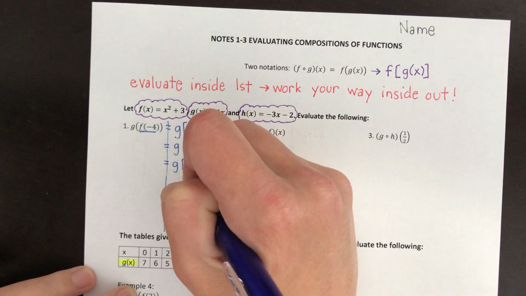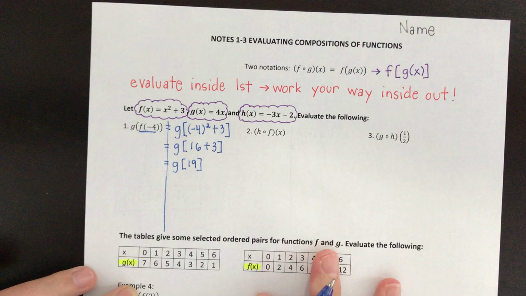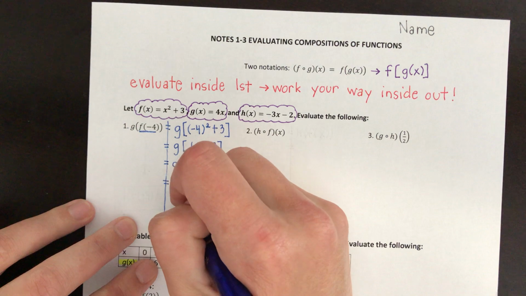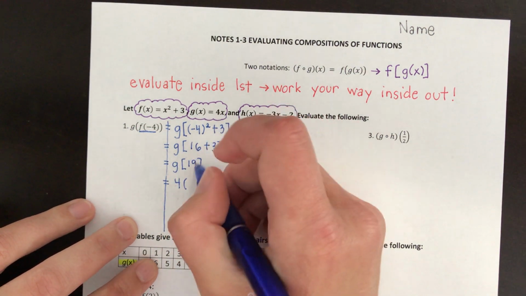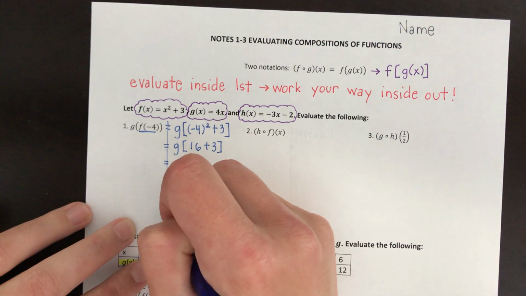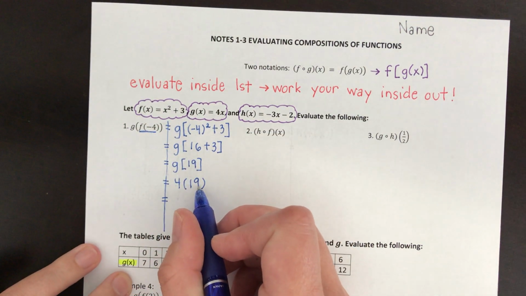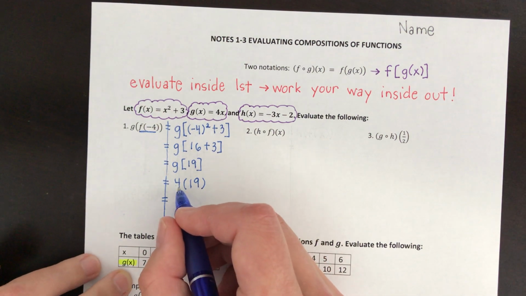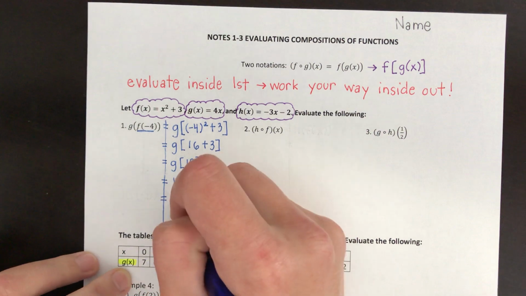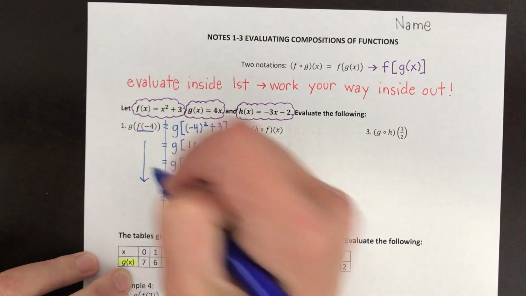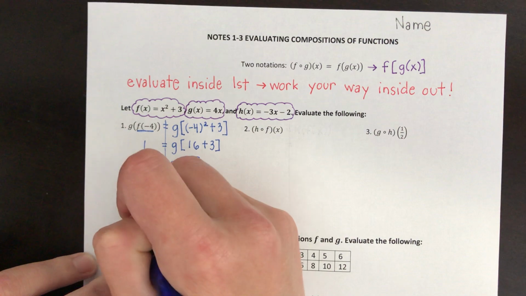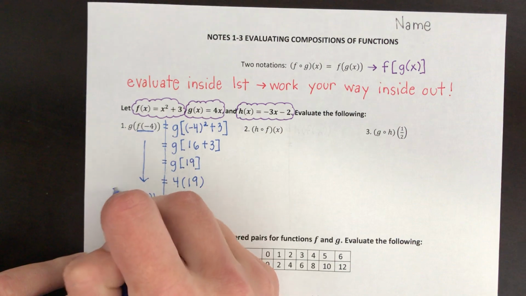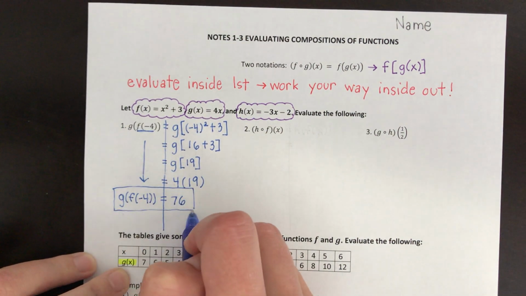So g of 19. Okay, so then I'm going to take my g function, 4 times x, and I'm going to plug in where I see x, I'm going to plug in 19. So 4 times 19. How I do that mentally is I round up to 20, and I think 4 times 20 is 80, but since I rounded up 1 and I multiplied by 4, I know I need to take 4 away from 80, so that'd be 76. So just like on 1-3, combinations, you need to drag down the problem for your final answer on composition as well. Okay, so there we are.